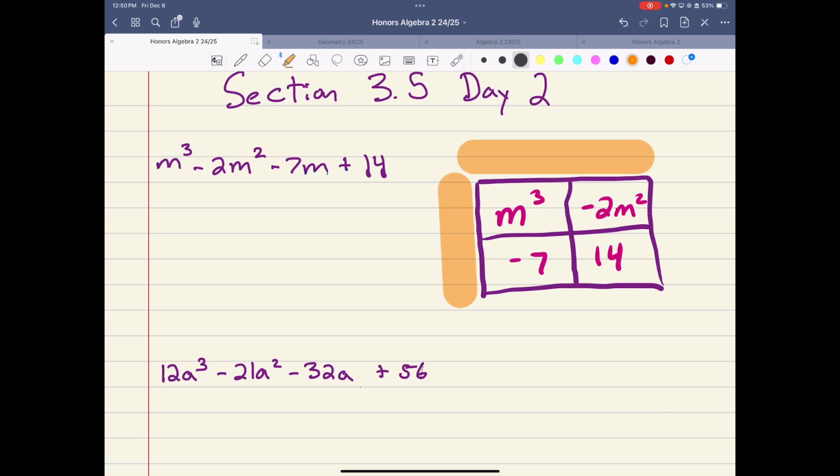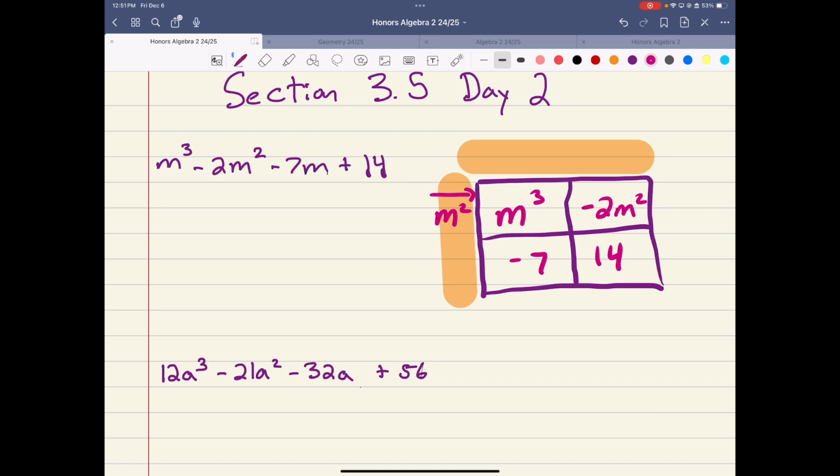Now, this doesn't always work. You always have to check these because sometimes it doesn't work. And if it doesn't work, you've got to do it in a different method. But it's not a bad method to try, and sometimes you can just see that it does work. So in order to do this, we look at the first row, and we take a GCF of the first row, m cubed and negative 2m squared. The GCF is m squared. Okay, that's just the GCF of that first row.